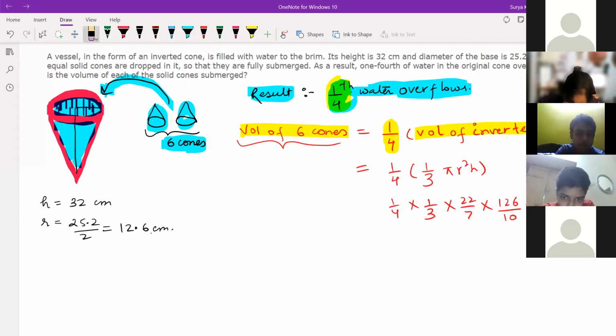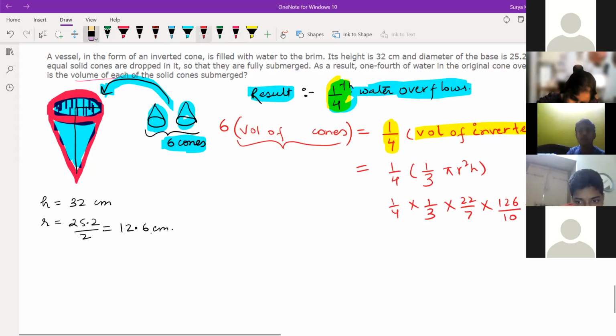And one more thing here, they're asking the volume of each cone. So suppose there are 6 cones. Or you can write here one more thing, 6 into the volume of one cone. Can we write like this, children? Sir, or else we can find for 6 cones and then divide it by. Yeah, that I'm saying. The volume of each cone you write here in bracket.